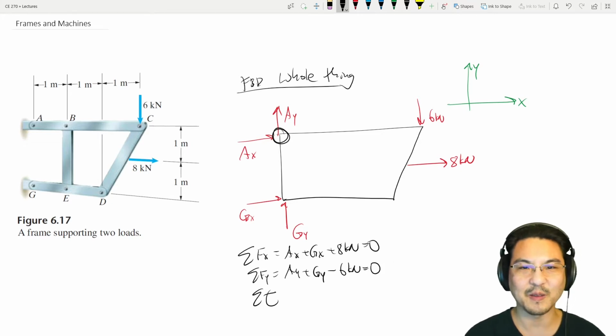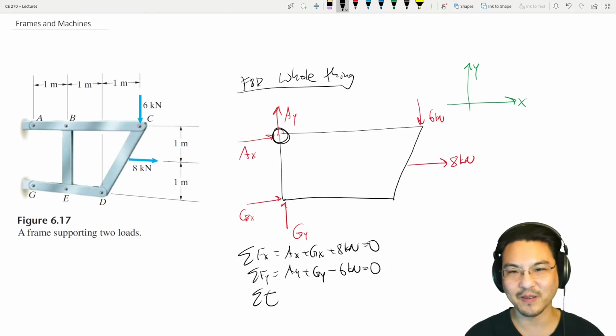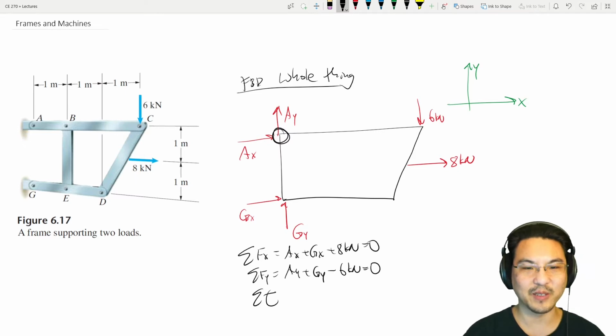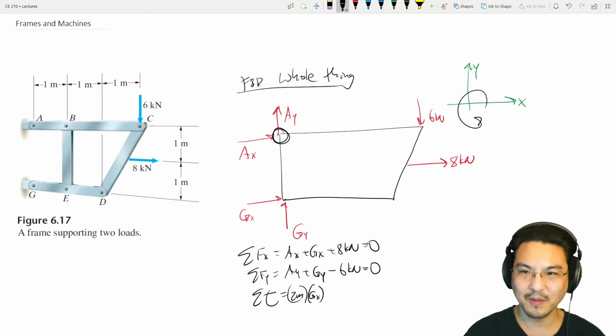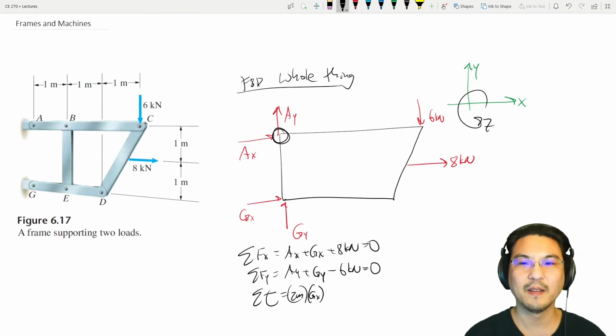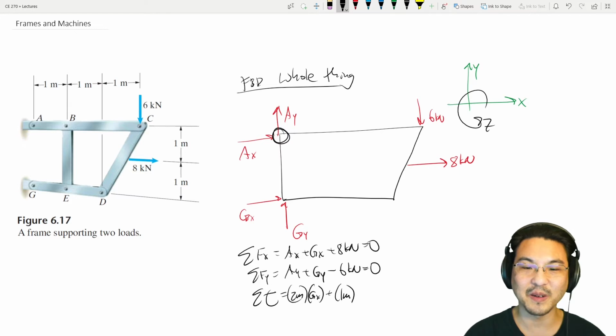So about point A, the torque by Ax and Ay are 0. The torque by Gy is 0. The torque by Gx is 2 meters times Gx in the positive Z direction. The torque by the 8 kilonewton load is 1 meter, then 8 kilonewtons. The torque by the 6 kilonewton load is negative 3 meters and 6 kilonewtons.